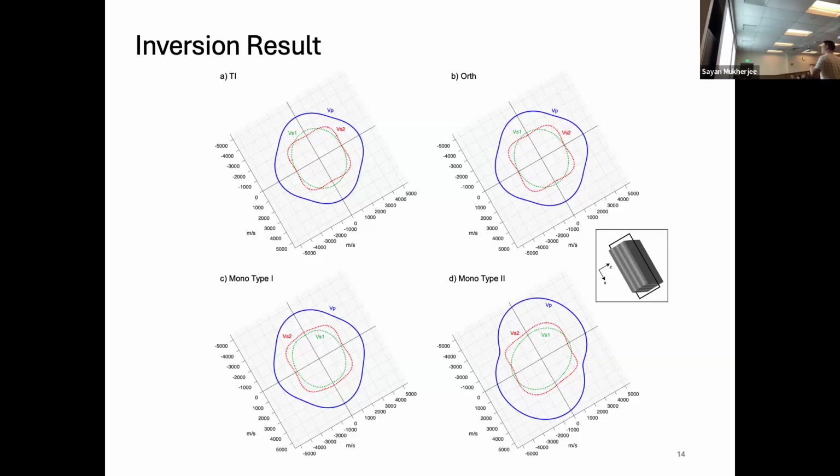So looking at the velocity patterns of these 4 models, 3 out of the 4, TI, orthorhombic, and monoclinic type 1, show very similar velocity patterns. And monoclinic type 2 is acting pretty much differently than the others. It probably tells us that the assumed geometry for this one is wrong. But all the other 3 converge to a very similar pattern.